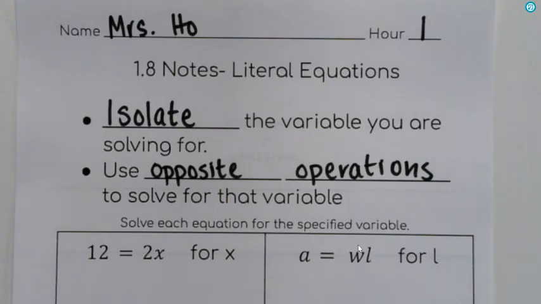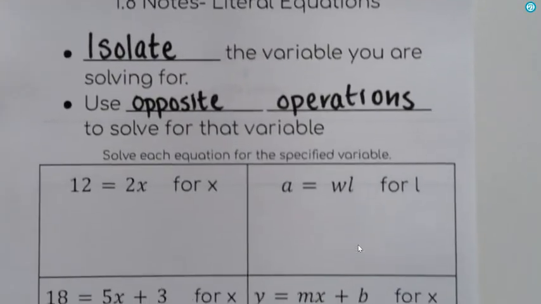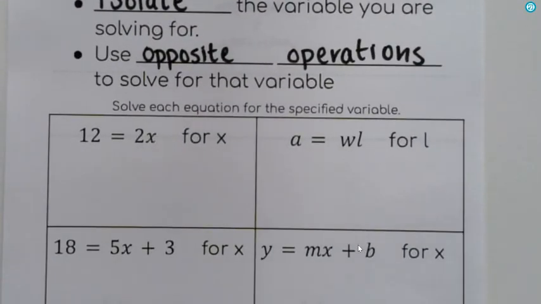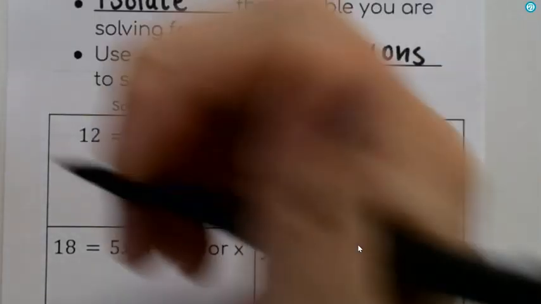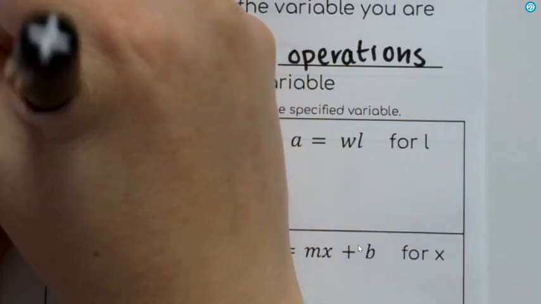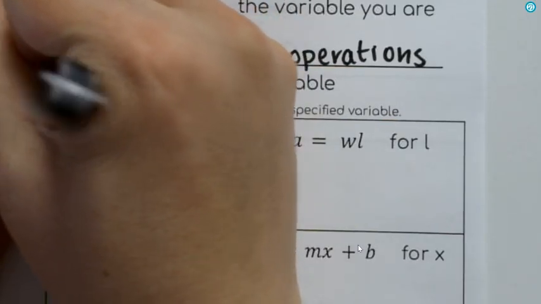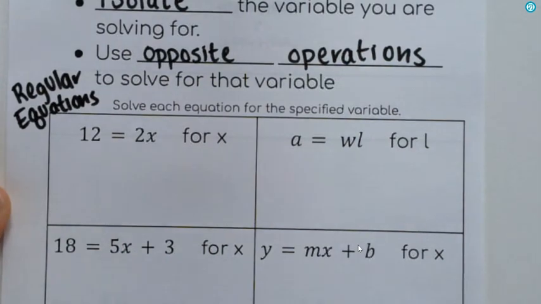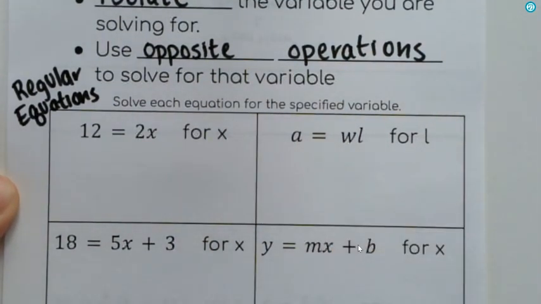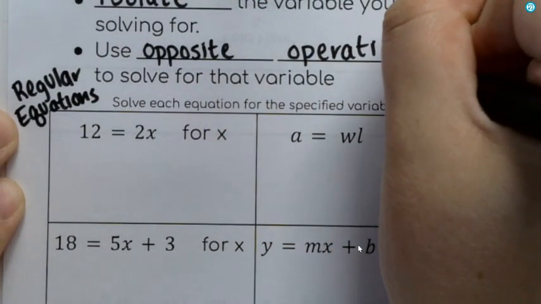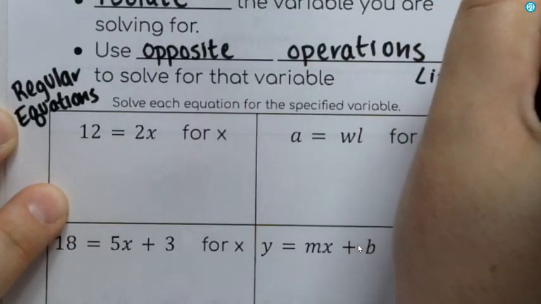So, moving down, how we organize this note sheet is, on the left side, we put regular equations. You want to label that. So the whole left column here, these are all regular equations. The whole right side here, this is the new thing we're doing. This is literal equations.